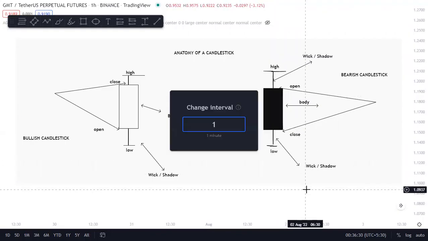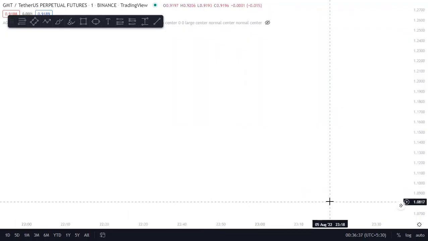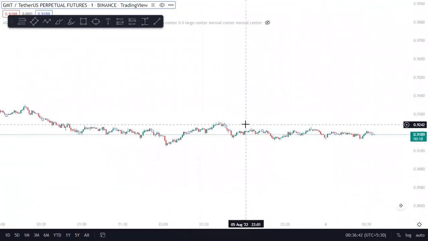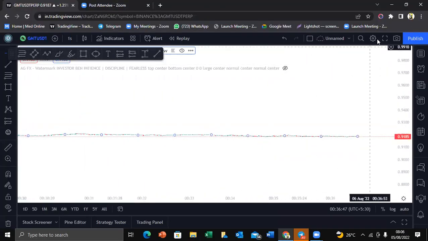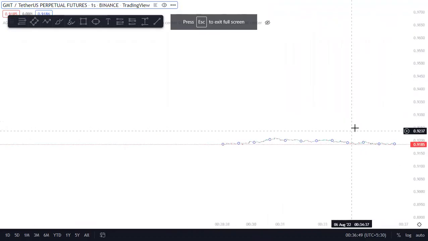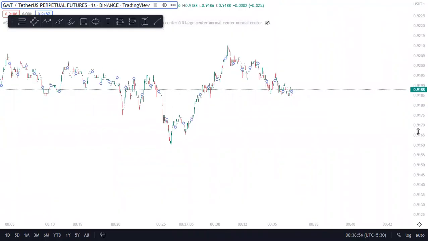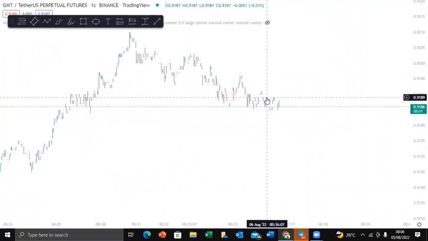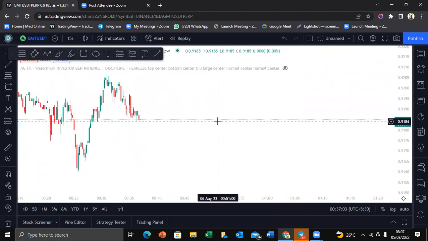Let me go to 1 second. Is that 1 second or 1 minute? I need a lower time frame. I need to go to the 1 second time frame. Okay, now we are in the 1 second time frame. I need to zoom in. I'll show you how the candles open and close. Oh, it's not clear here. All right, let's go to 30 seconds or 15 seconds.